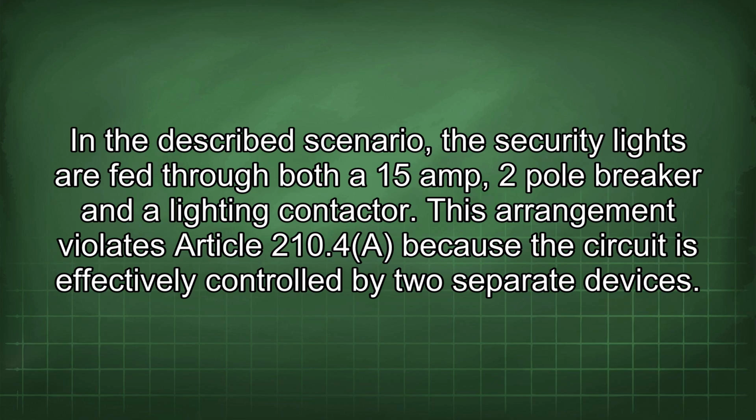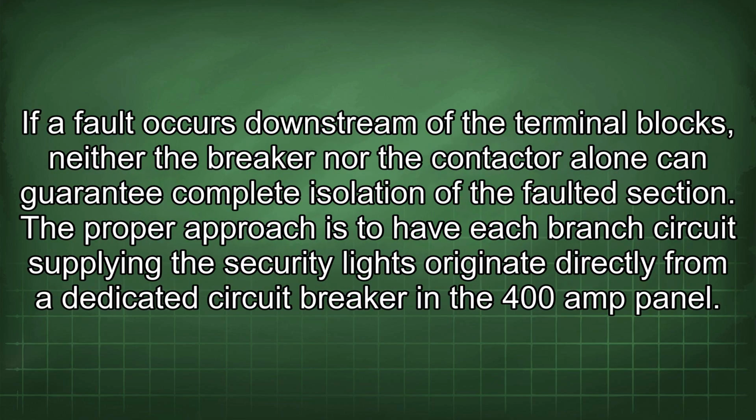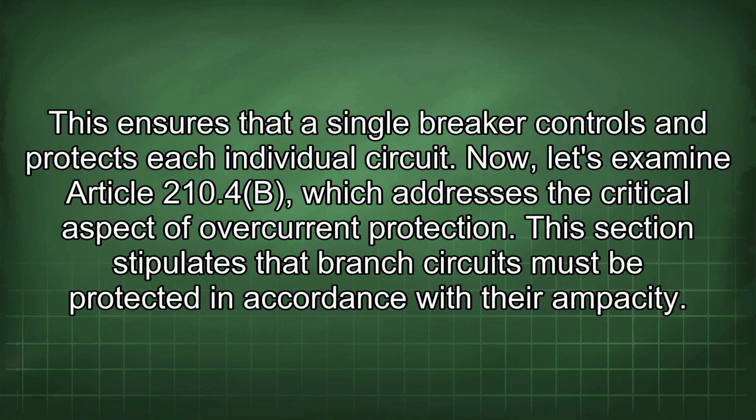In the described scenario, the security lights are fed through both a 15-amp 2-pole breaker and a lighting contactor. This arrangement violates Article 210.4 because the circuit is effectively controlled by two separate devices. If a fault occurs downstream of the terminal blocks, neither the breaker nor the contactor alone can guarantee complete isolation of the faulted section. The proper approach is to have each branch circuit supplying the security lights originate directly from a dedicated circuit breaker in the 400-amp panel. This ensures that a single breaker controls and protects each individual circuit.